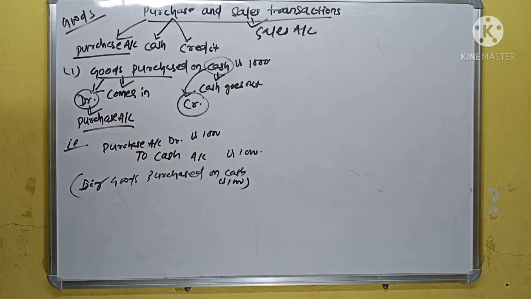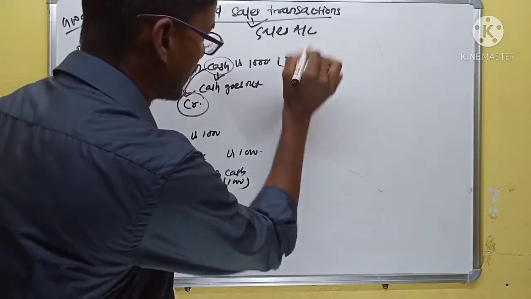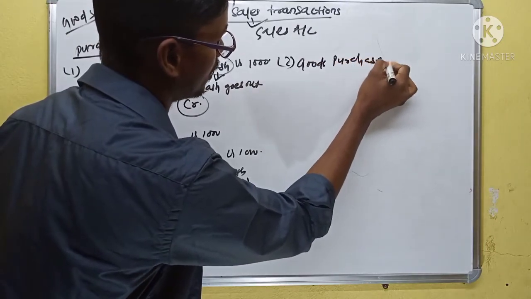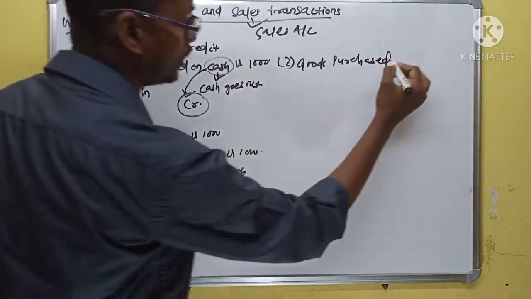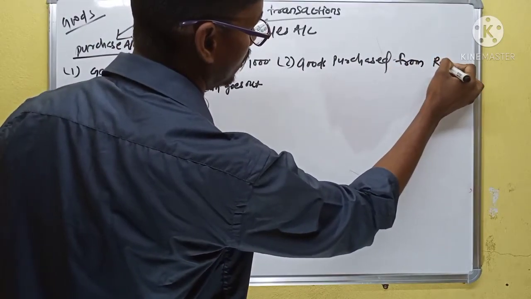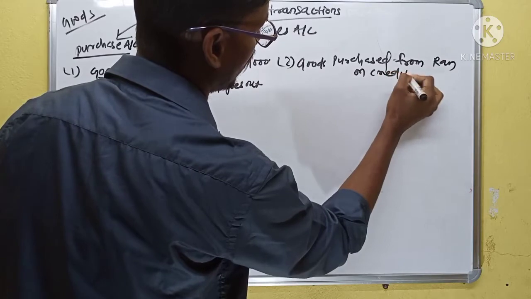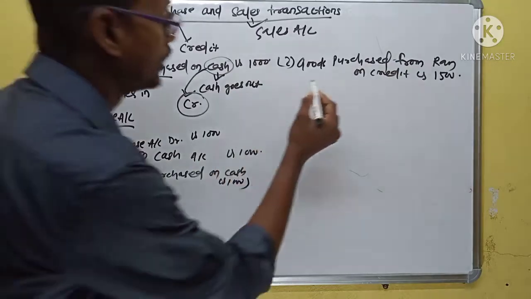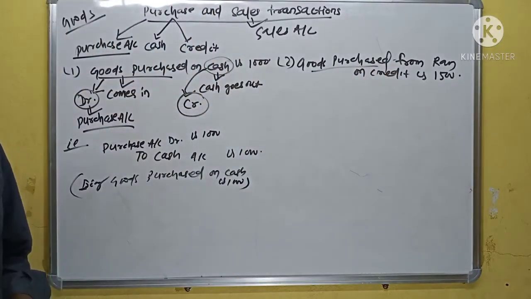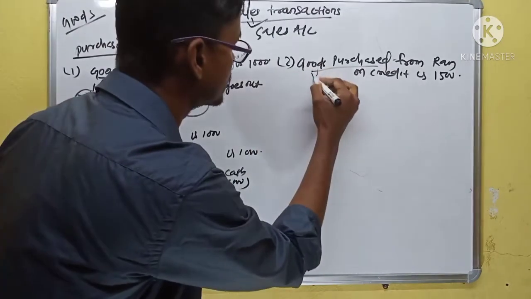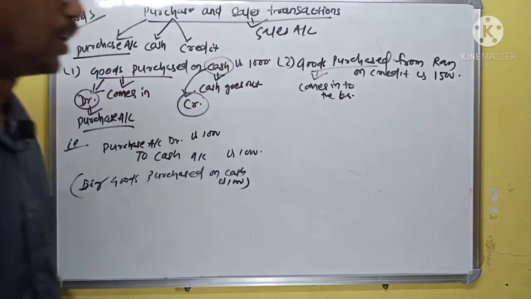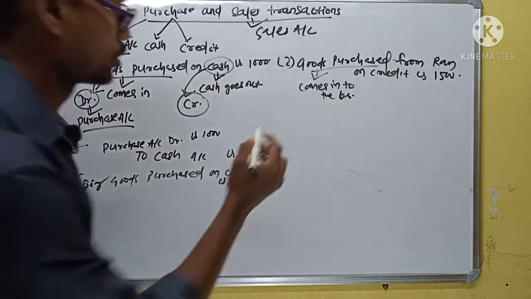And next we know what is the journal entry of a credit purchase. So take an example: goods purchased from Ram on credit rupees 1500. Here goods purchased means goods comes into the business. So we debit the purchase account.